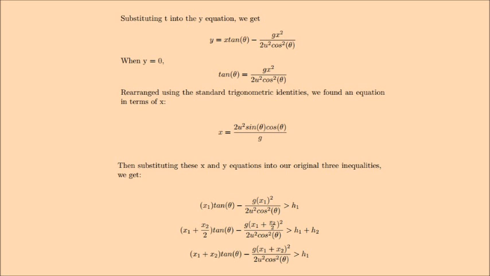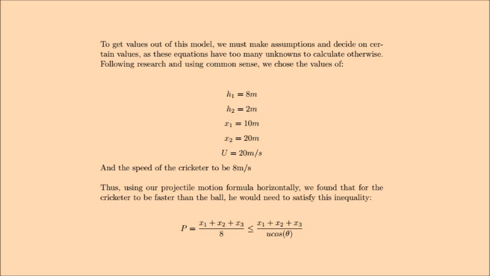Rearranging this using the standard trigonometric identities, we found an equation in terms of x, which can also be seen on the slideshow. So in order to get values from this model, we must make assumptions and decide on certain values, as these equations have too many unknowns to calculate otherwise. Following research and using common sense, we chose values of the height and the x values, and the initial velocity and the speed of the cricketer, which can be shown here. Then, using our projectile motion formula horizontally, we found that for the cricketer to be faster than the ball, he would need to satisfy the following inequality.